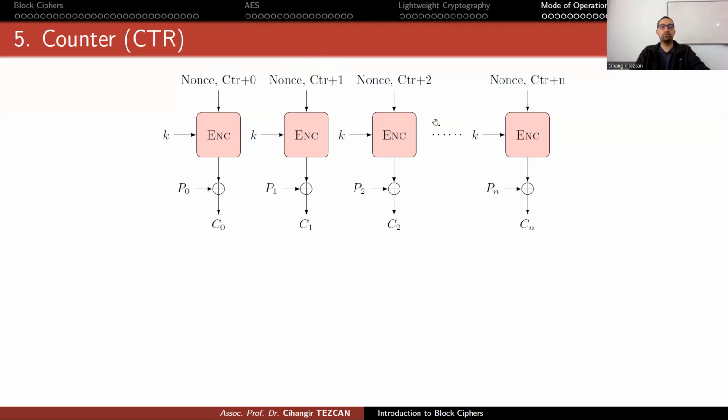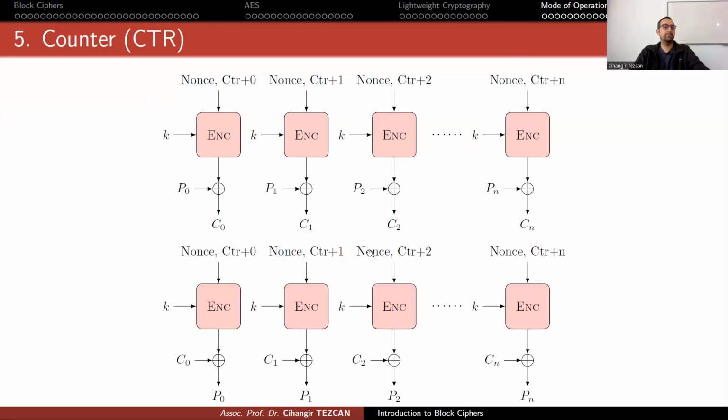Okay? So this way, you can perform this operation in parallel. Of course, incrementing the counter is simply adding 1, but you can choose different methods if you want. You just need to update the counter, but everybody should be doing the same. And the person who's going to decrypt does the same stuff.